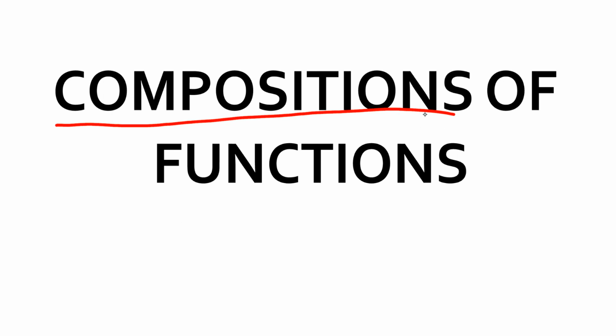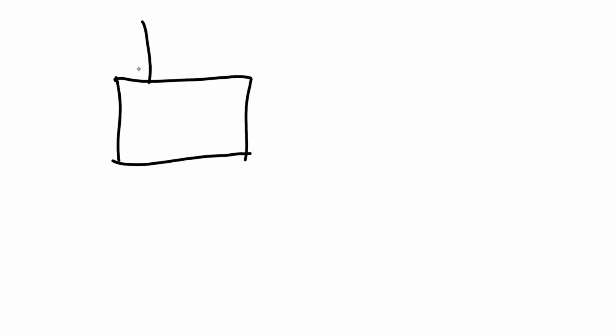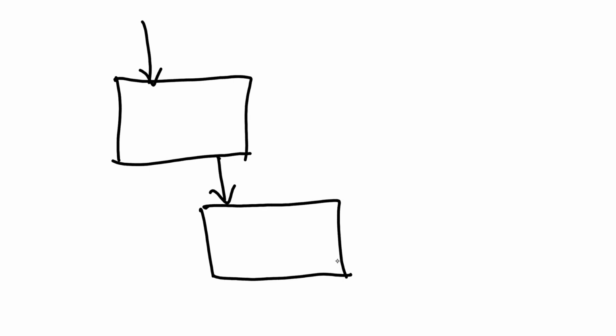But if we're going to talk about functions as machines, we might as well consider the idea that we might have a function machine where something goes in and something comes out, but then we take that thing that comes out and we put it into another machine. And then something comes out of that other machine. If this setup happens, a setup where we have a function machine and then another function machine hooked up in series, then we call this a composition of functions.